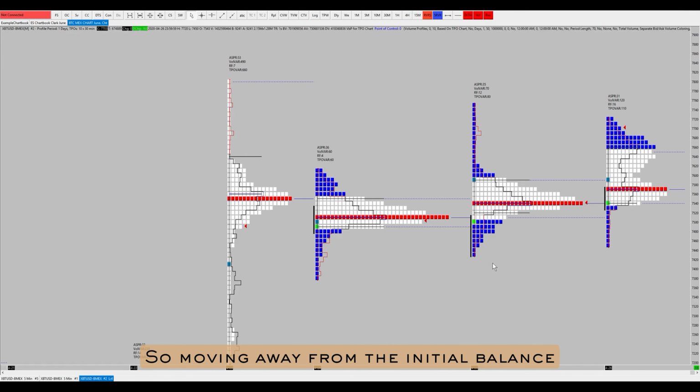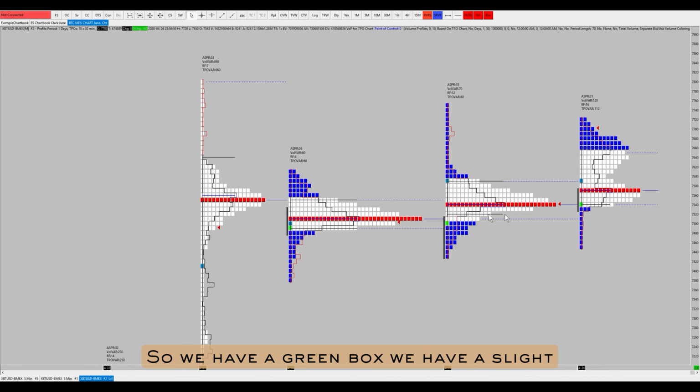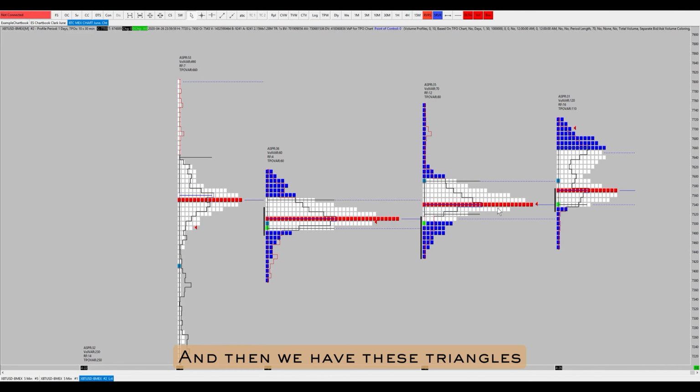So moving away from the initial balance, you see how this chart is multicolored. We have a green box, we have a slight blue box over here. I don't know what color blue you would call that. And then we have these triangles. So we have red over here.